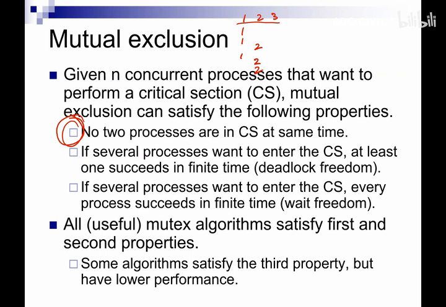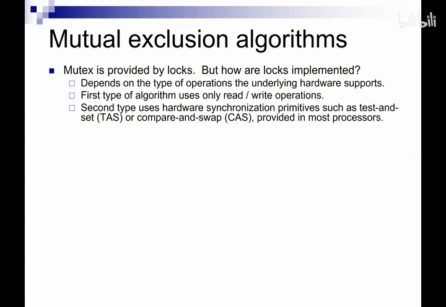So what we're going to do is try to implement these mutual exclusion algorithms. The type of algorithm that we have depends on what kind of operations your hardware supports. For example, all processors support read and write operations, but they could support additional synchronization operations in hardware, such as test and set or compare and swap. Many processors support these operations, though not necessarily all processors.